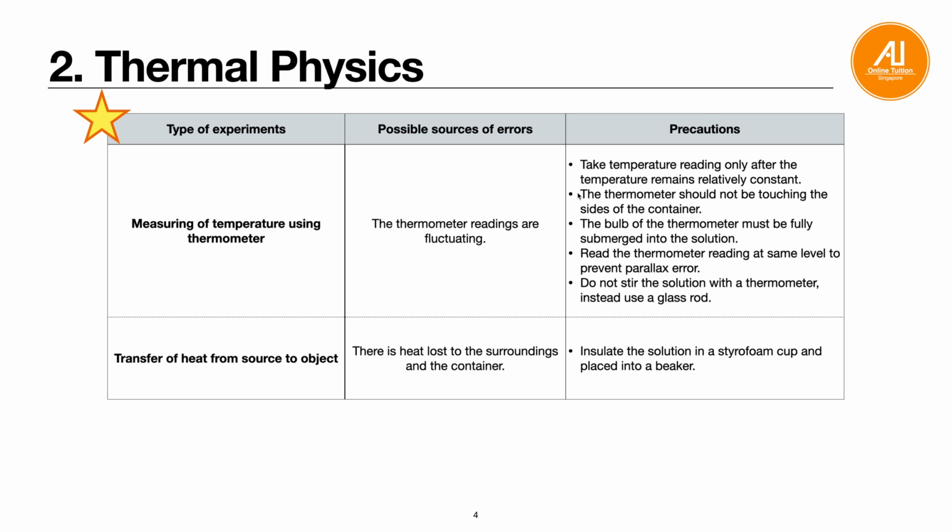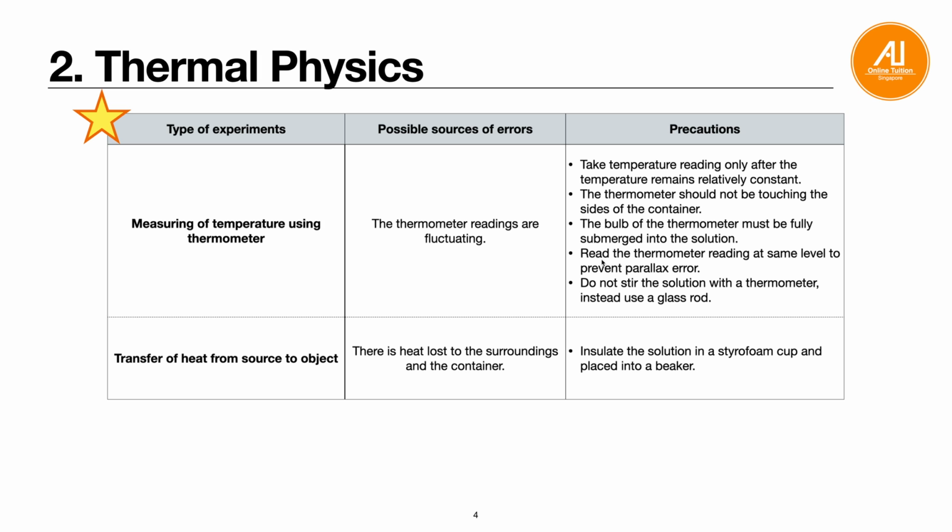Next one, the thermometer should not be touching the side of the container. You don't want any heat loss to the surrounding or to the container. This one is very important. The bulb of the thermometer must be fully submerged into the solution. Bulb basically means the lowest part of the thermometer, so it must be fully covered by the solution, so you can measure the temperature of the solution accurately.